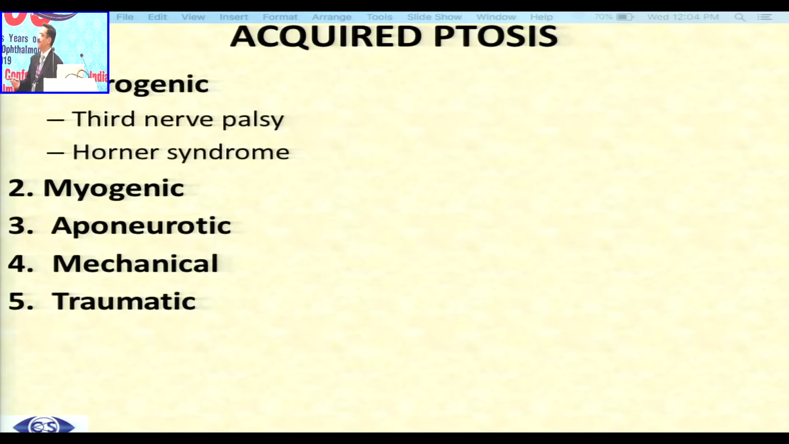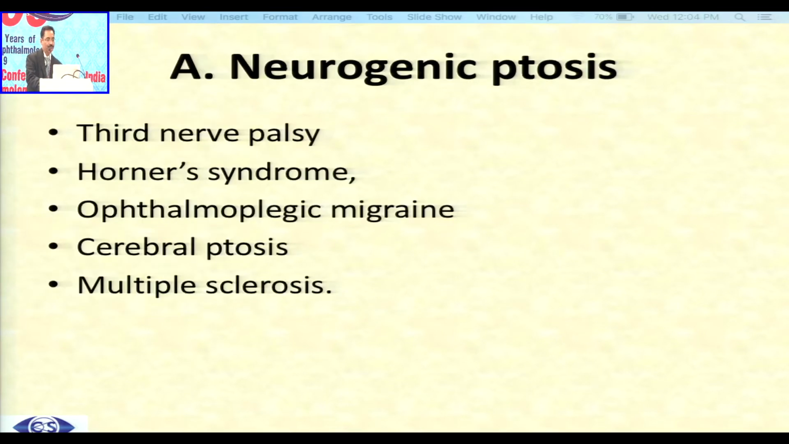Acquired ptosis causes, we have already discussed a few of them. Neurogenic: third nerve palsy or Horner syndrome. Myogenic: myasthenia gravis. What are other causes of myogenic? Steroid induced, contact lens induced, kajal. Then there may be some dystrophies like CPEO and other dystrophies. Aponeurotic ptosis: dehiscence, levator dehiscence, senile ptosis. Mechanical ptosis: because of weight of the lid as in lid tumors. And traumatic ptosis, obviously after trauma. Neurogenic ptosis, these are the causes. Common are the first two, third nerve palsy and Horner syndrome.